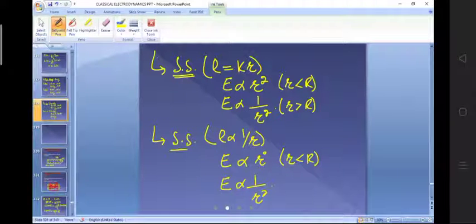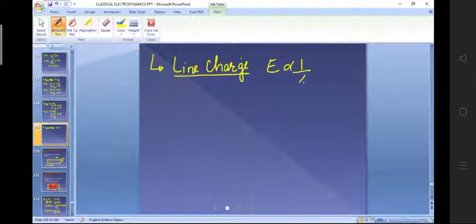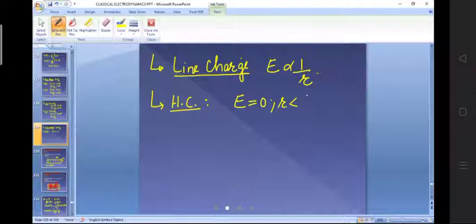Next is this. For example, here we have a line charge. For a line charge, the electrostatic field is proportional to 1 divided by r. For a point charge, the electric field is proportional to 1 by r square, and for a line charge, it is proportional to 1 divided by r. Then next can be a hollow cylinder. If there is a hollow cylinder, the electrostatic field inside will be equal to 0 when small r is less than capital R.